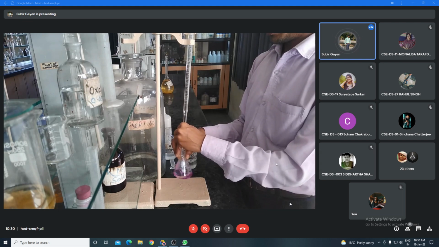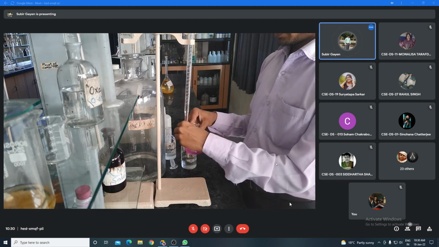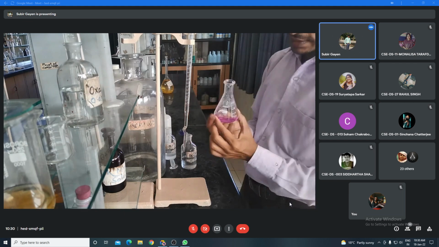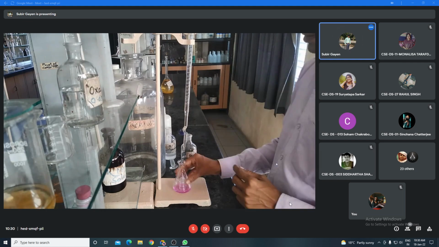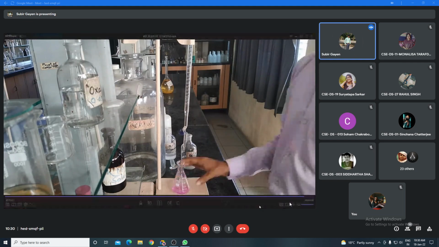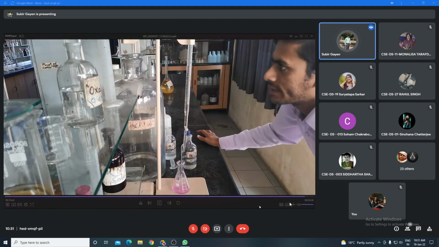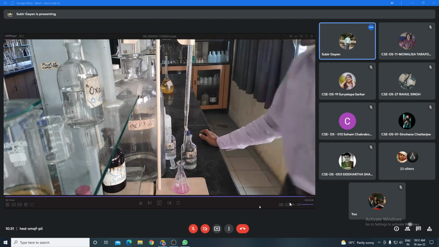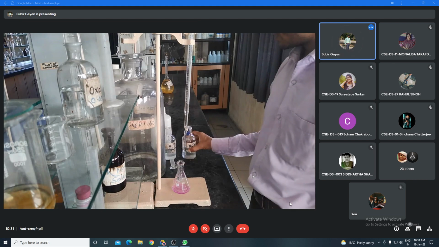You have to check that the solution is homogeneous. Otherwise, the color will form in the same place, that means at a particular place. Okay. So the final titration is also complete, and the reading is 38.8. Okay. So I have completed the titration.